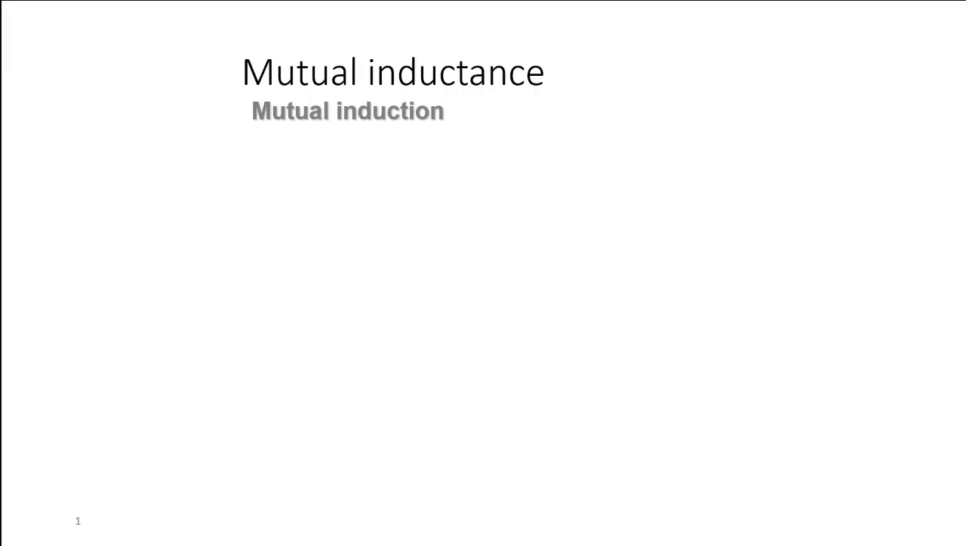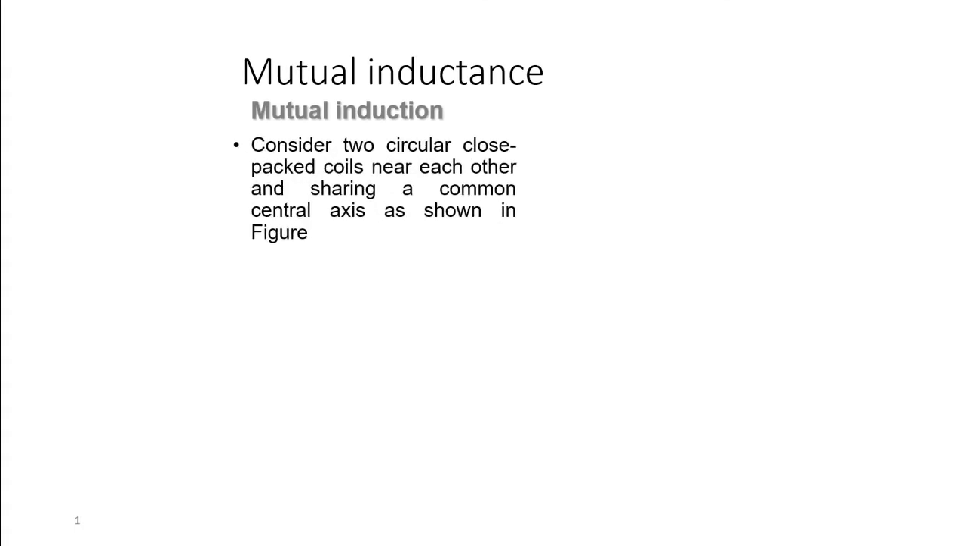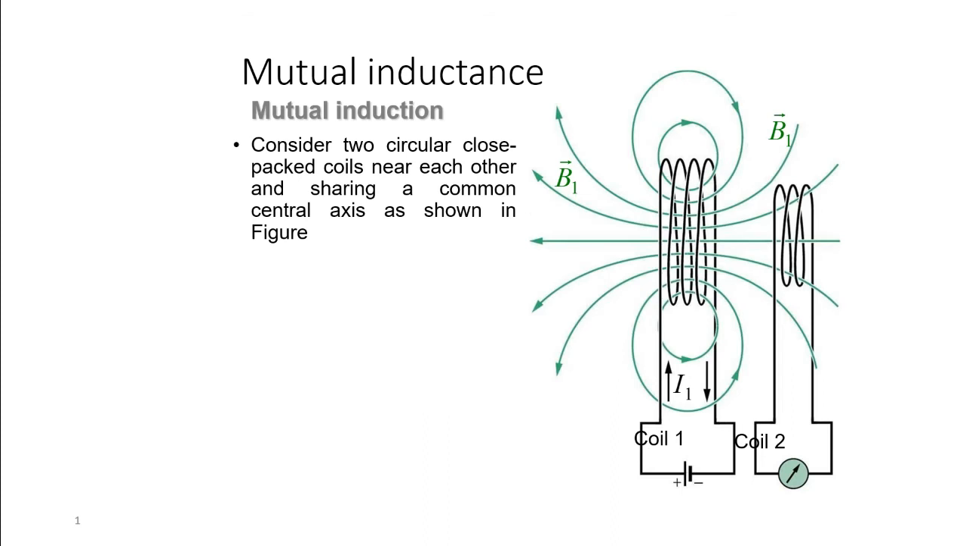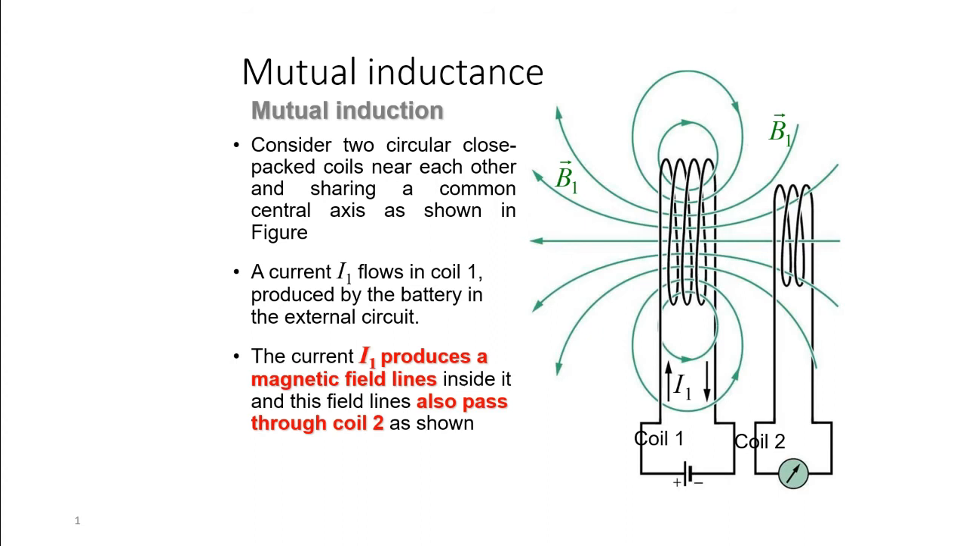Now, we have come to the end of the topic. We will discuss the basic concept of mutual inductance. If the current I1 changes with time, the magnetic flux through coil 1 and 2 will change with time simultaneously. Due to the change of magnetic flux through coil 2, an EMF is induced in coil 2. This is in accordance with Faraday's law of induction.